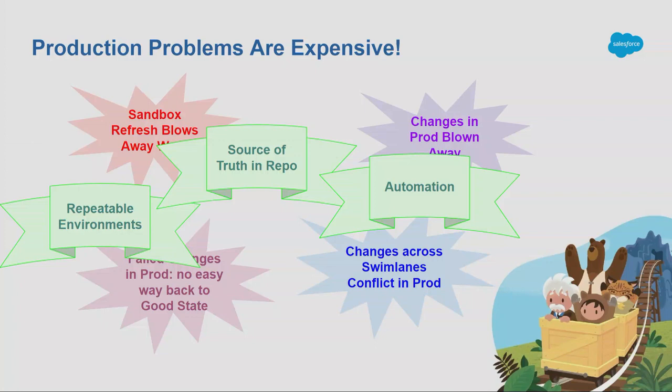All right, so I think just to say, having a source of truth in a repo, having automation to be able to push that source of truth out repeatably, gives you those repeatable environments, solves this kind of class of problems.